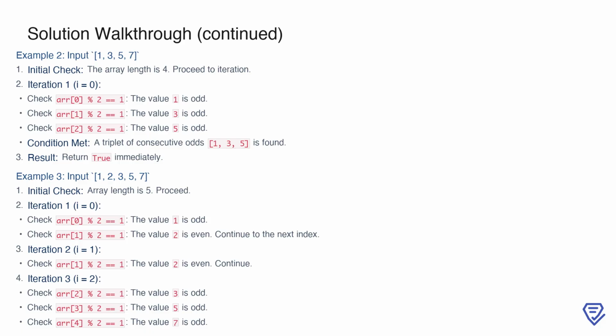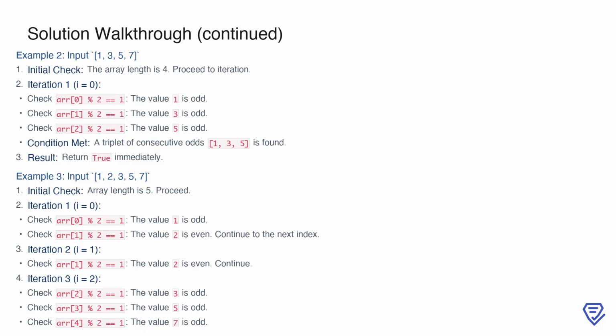The length of the array is 5, so we can proceed. On the first iteration, when i equals 0, we check if 1 is odd, and it is. However, the next element, 2, is even, so we move to the next index. On the second iteration, when i equals 1, we check if 2 is odd, and since it is even, we continue.